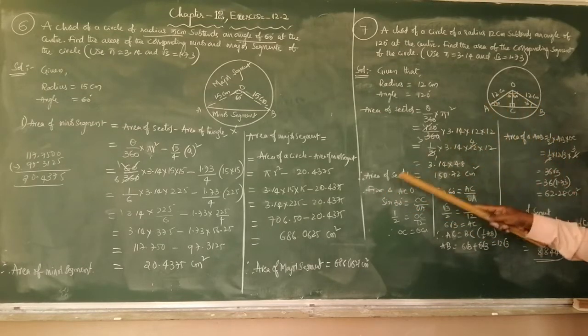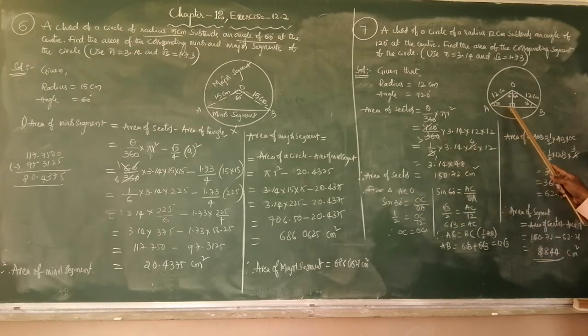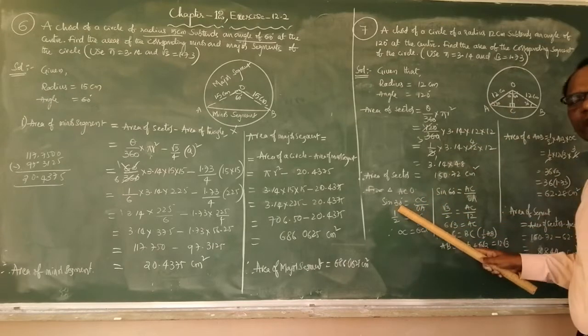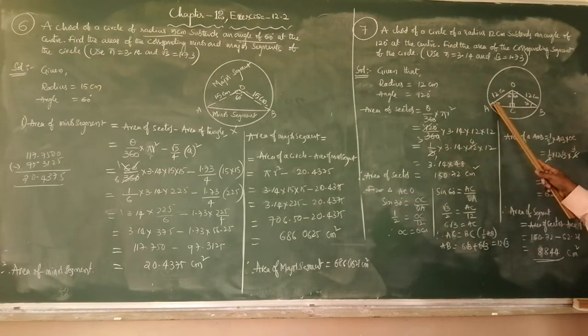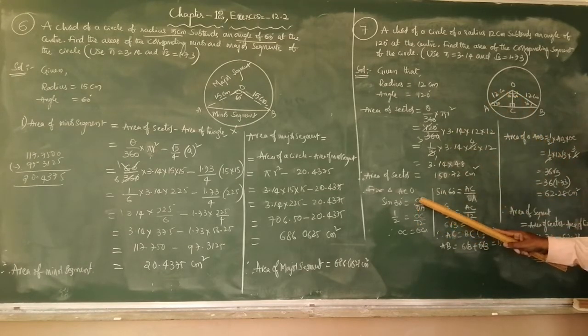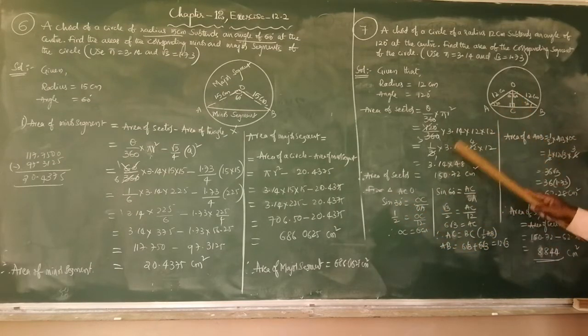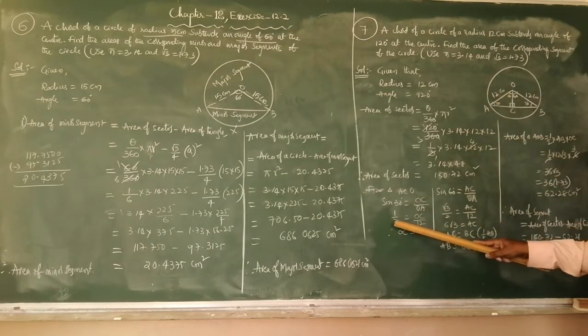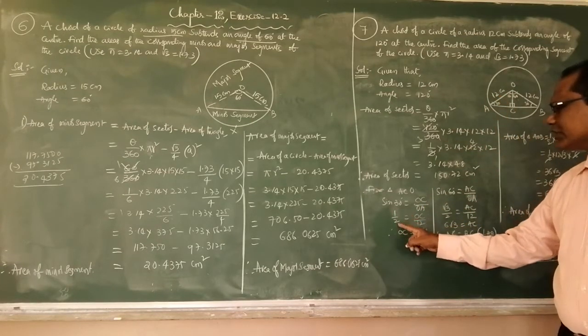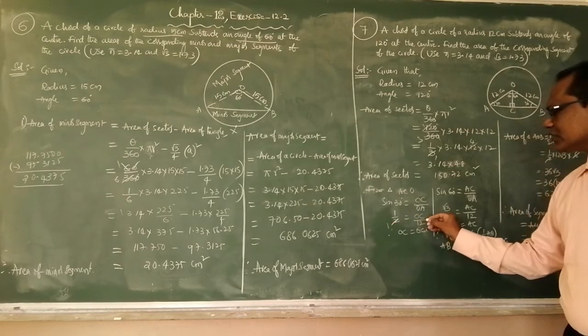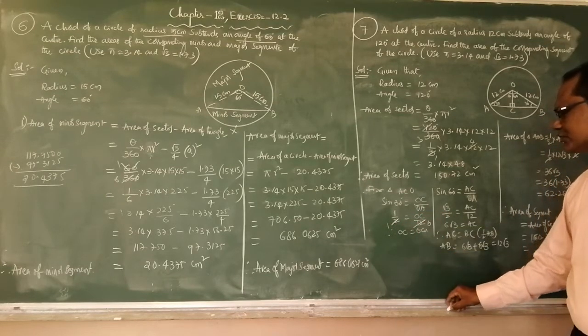Here two triangles are there, children. In triangle ACO, the angles are 60 and 90, and 150 plus this 30. That's why I am taking sin 30. We are going to apply the trigonometric ratios. Sin 30 means opposite side by hypotenuse, which is OC by OA. Sin 30 value is 1 by 2, equal to OC by 12. So 1 by 2 into 12 gives 6. Therefore OC equals 6 cm.